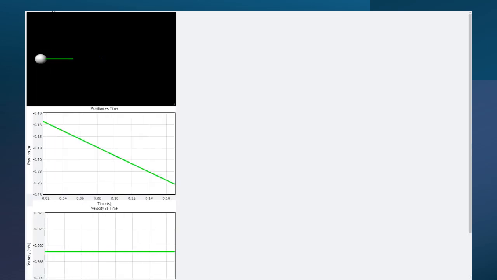Now we have a video of our computational model with a new position versus time graph and a new velocity versus time graph. As you may have noticed, the velocity versus time graph is linear and stays exactly the same throughout the entire model, and our position versus time graph represents a slope.